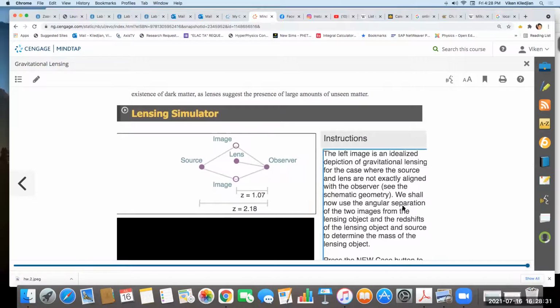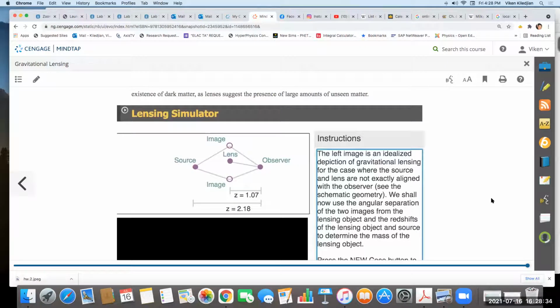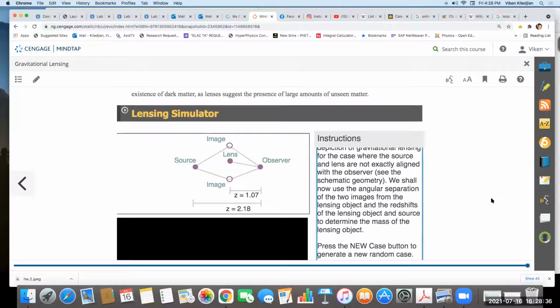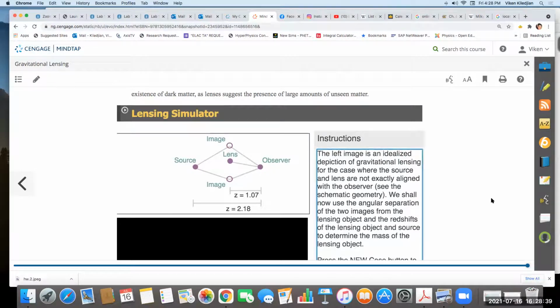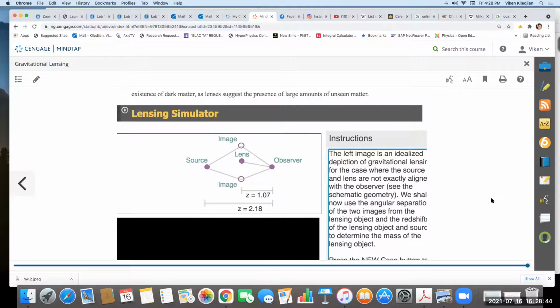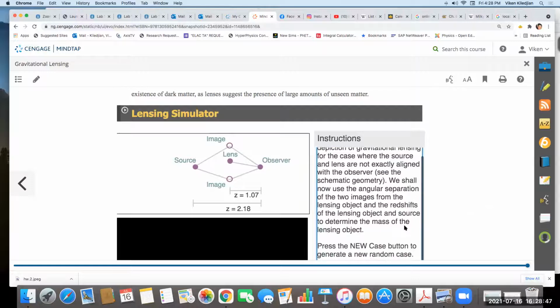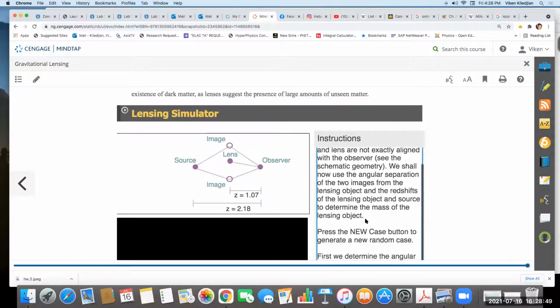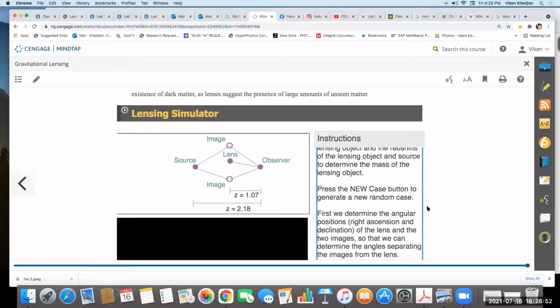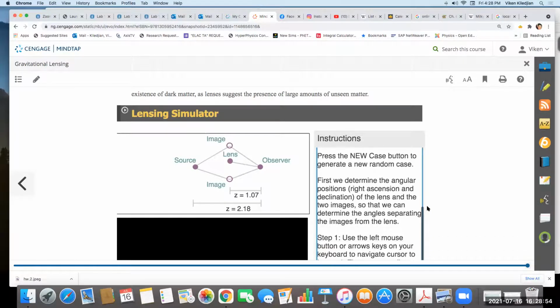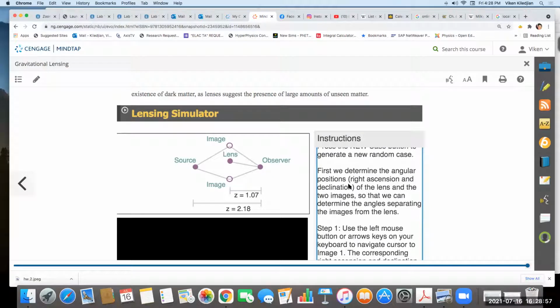So the left image is an idealized depiction of gravitational lensing for the case where the source and lens are not exactly aligned. We shall now use the angular separation of the two images from the lensing object and the redshifts of the source and lens to determine the mass of the lensing object. Press the new case button to generate a new random case. First, we determine the angular positions, right ascension and declination, of the lens and two images so that we can determine the angle separating the images from the lens.